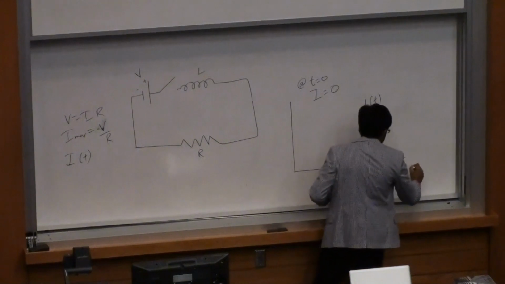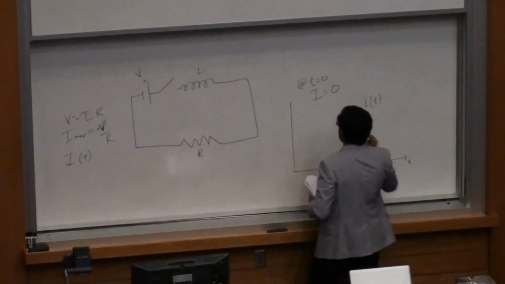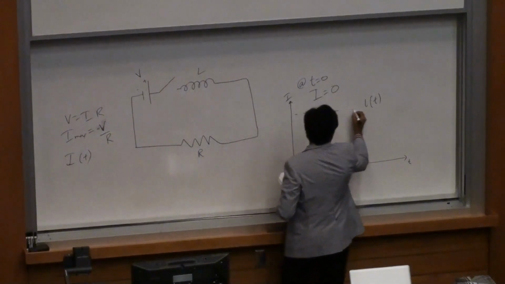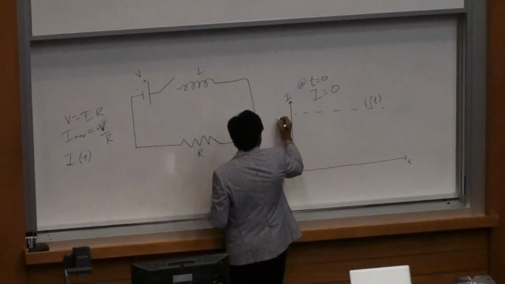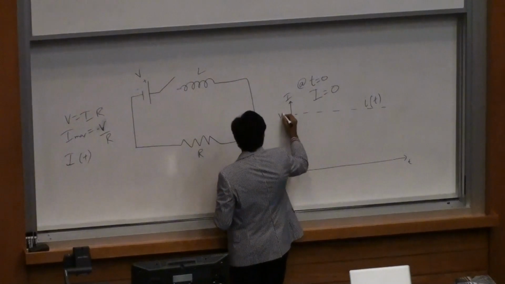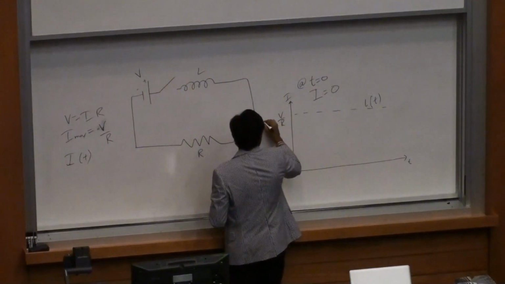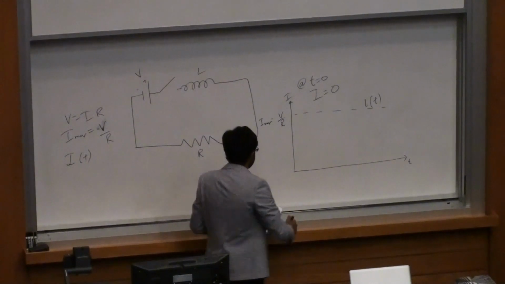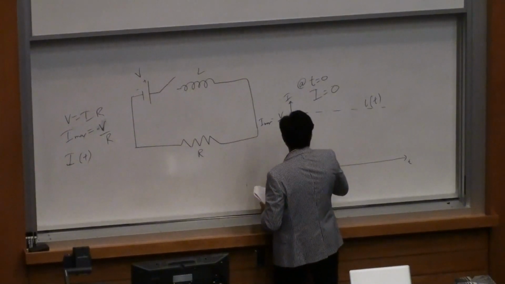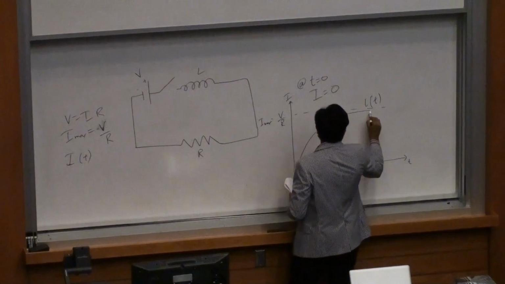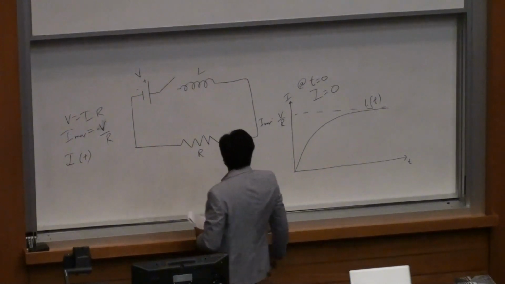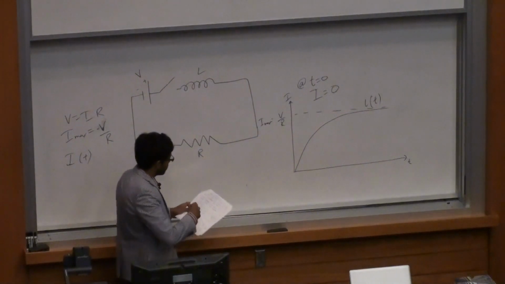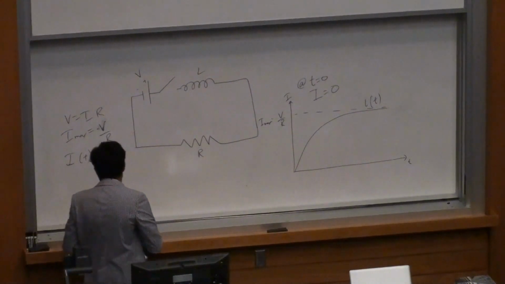So I have time going here, my current going here, and let's say this is my asymptotic limit for current, which is V over R, that's I max. Now you can expect, looking at the equation for this, for my inductance to be something like that. Now it will slowly approach, or my current to look something like that.